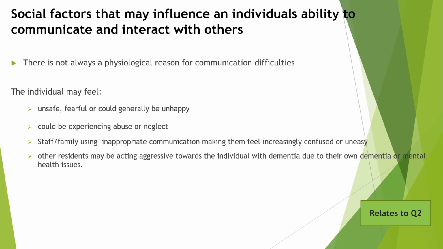And here we look at the social factors. So there's not always a physiological reason for communication difficulties. The individual may feel unsafe, fearful, or could generally be unhappy. They could be experiencing abuse or neglect. The staff or the family may be using inappropriate communication, which then makes them feel increasingly confused or uneasy. And other residents may be acting aggressively towards the individual with dementia due to their own dementia or mental health issues. So these are all social factors that may influence an individual's ability to communicate and interact with others.